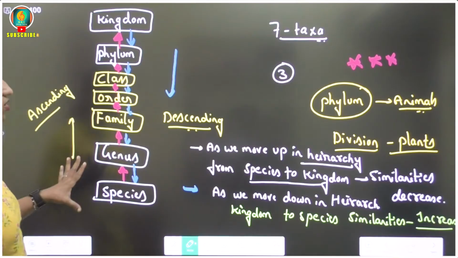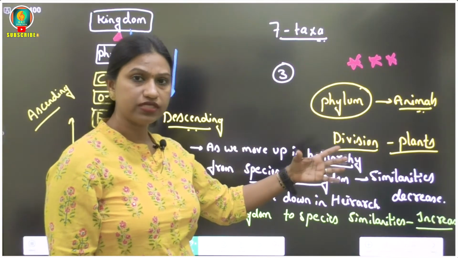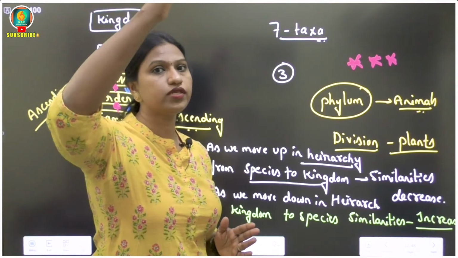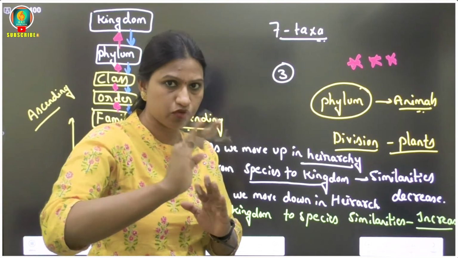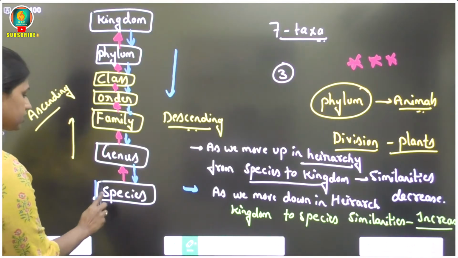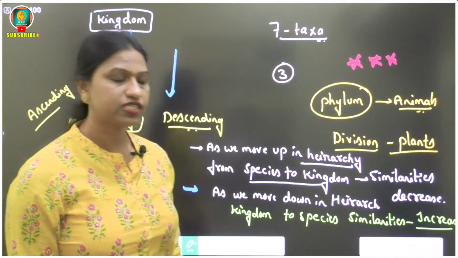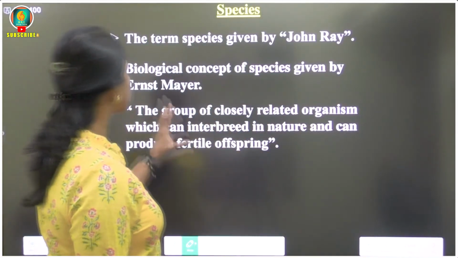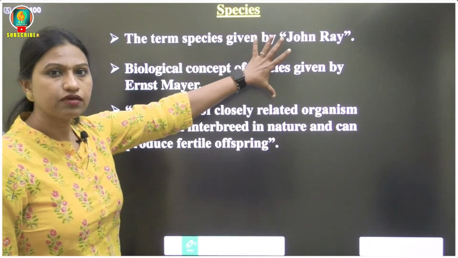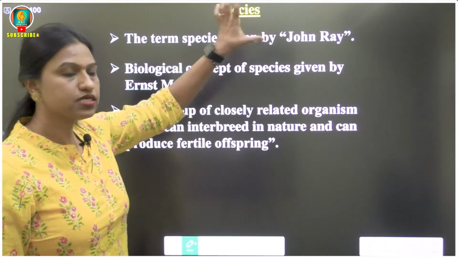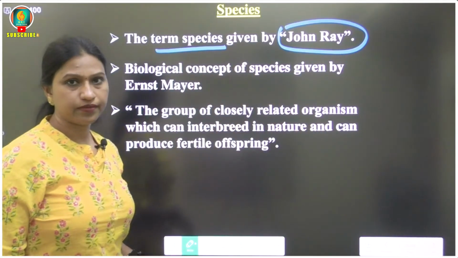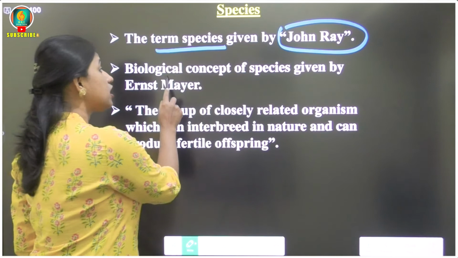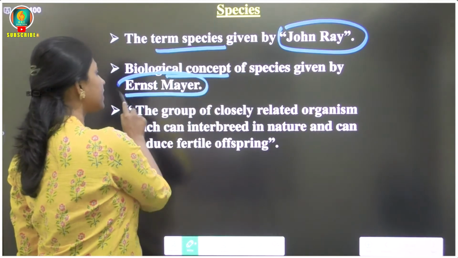Okay, so now let us understand the meaning of these 2 lines. Why it has to decrease as we move up, or why it has to increase as we move down. Let us begin with the smallest taxon, that is species. First let us understand the main basic point regarding species. The term species was first given by a scientist called John Ray, but the biological concept of species was given by Ernest Mayr.